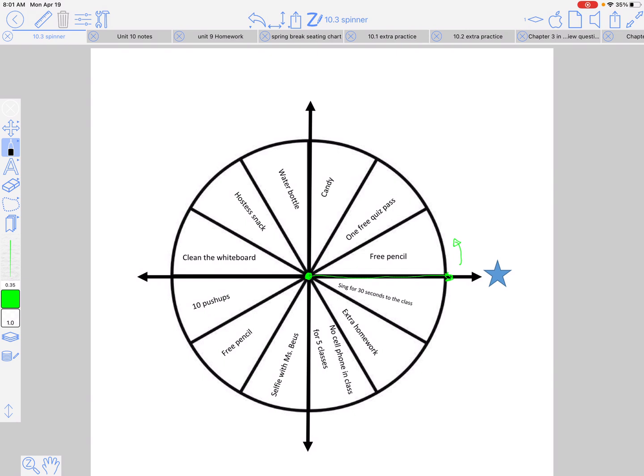And then the only other thing is if you land on a line, you can pick which of the two sectors you land in, right? So you can do that. So what we're going to do first is go through this and then label what's going on, okay?